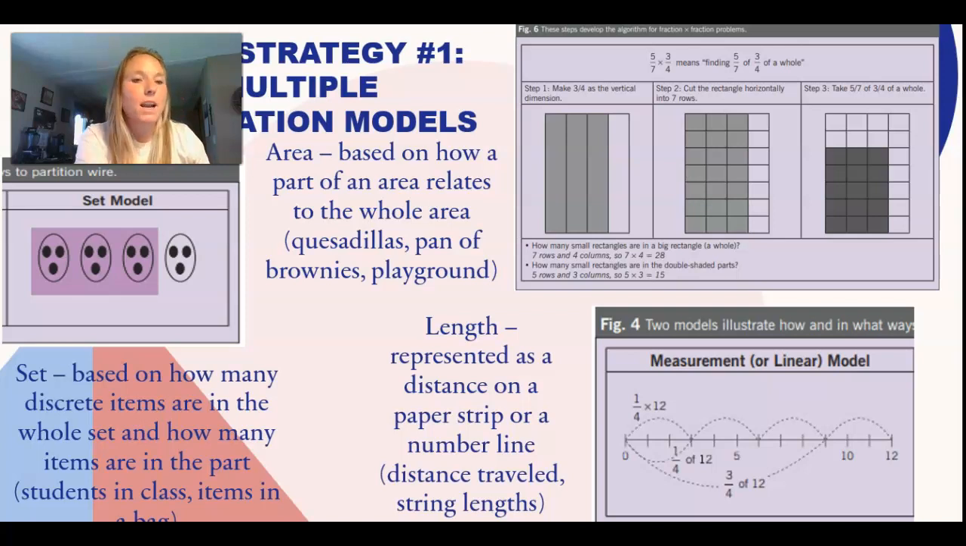On the left-hand side, you see the set model. It's based on how many discrete items are in a whole set and how many items are in the part. A lot of the times we see this discussed as how many students are in a class and comparing boys to whole, boys to girls, girls to boys, that kind of thing. But you can also set it up again with a picture of how many things are within a set and then discuss that in a fractional way.